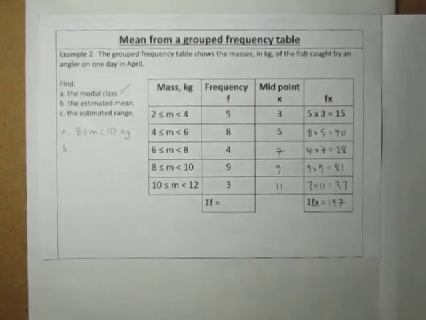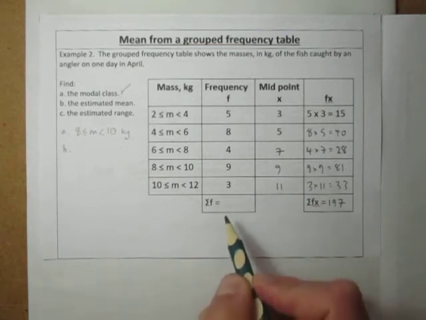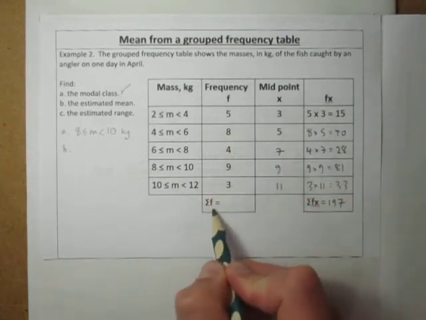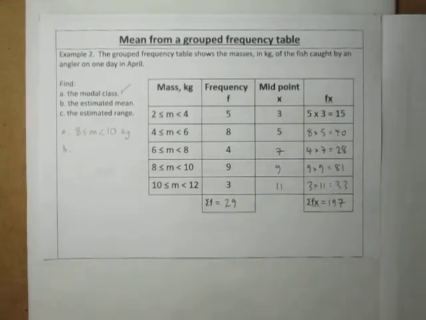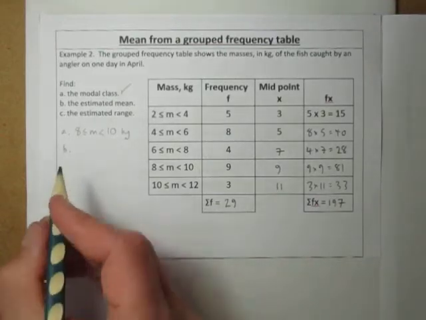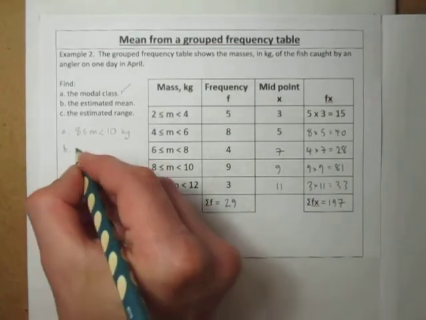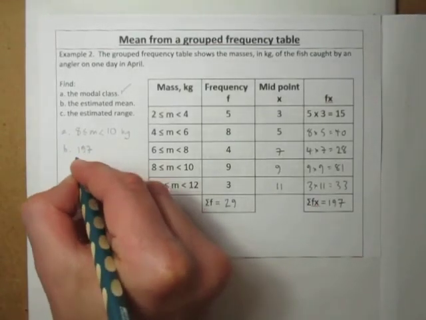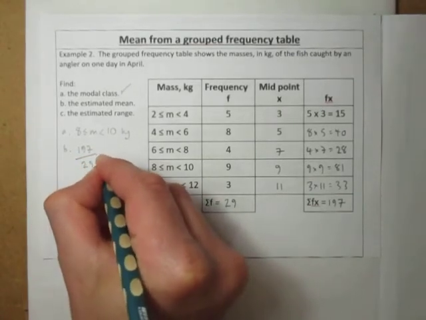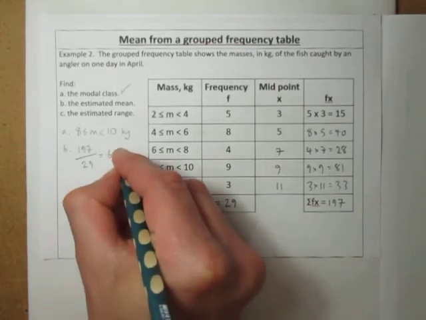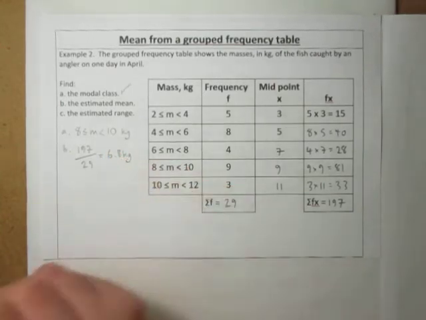We don't know the number of fish that were caught, but if we add up all the frequencies and find the sum of the frequencies, that should tell us the number of fish that were caught, which here is 29. Therefore, to find the estimated mean, we simply need to do 197 divided by 29, which gives us a value of 6.8 kilograms.